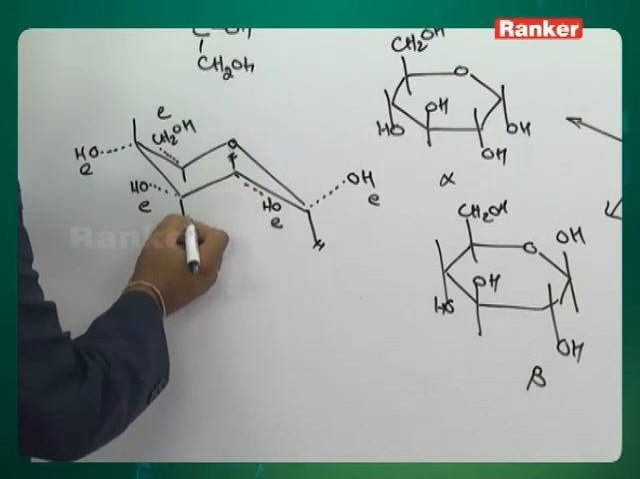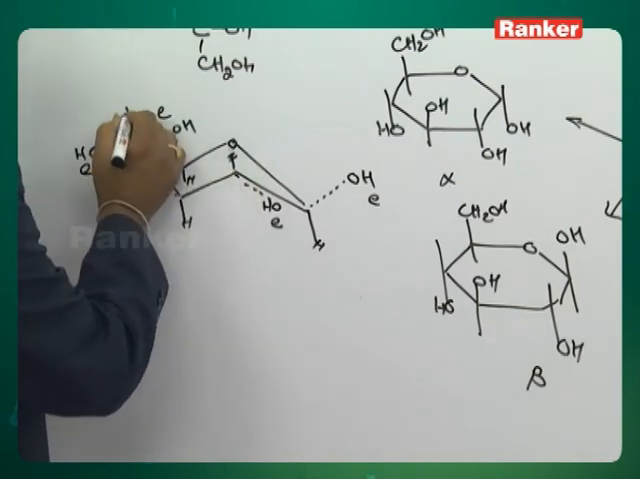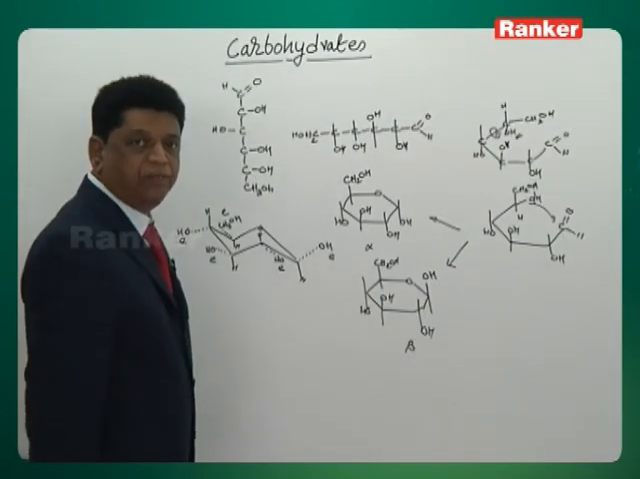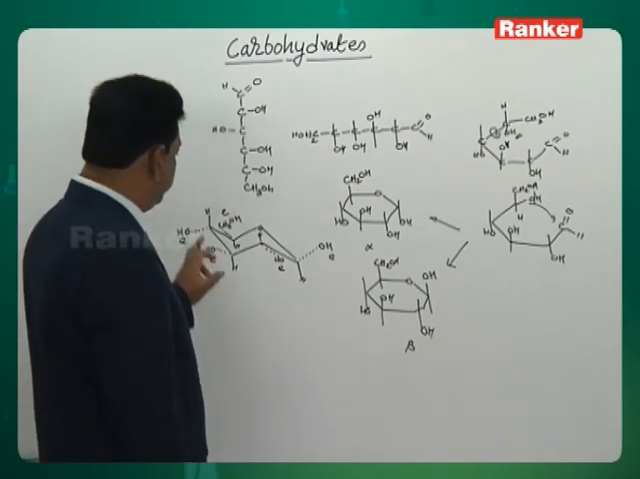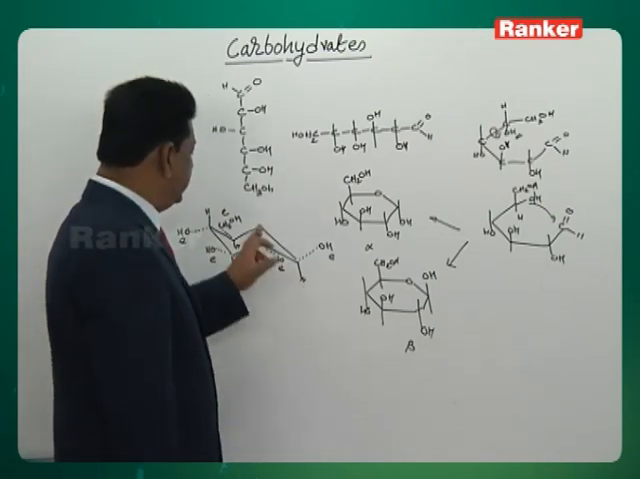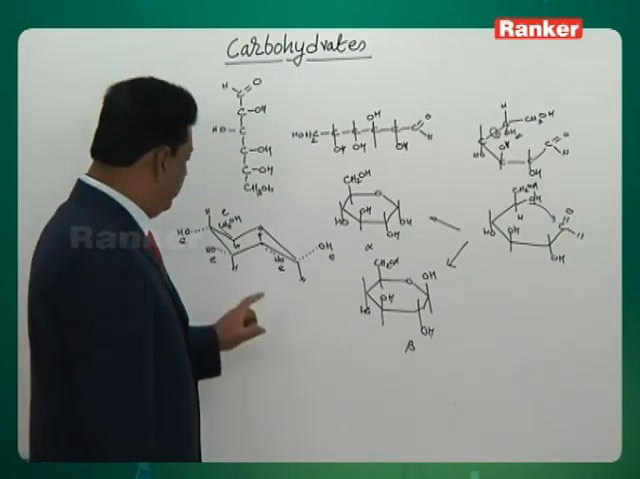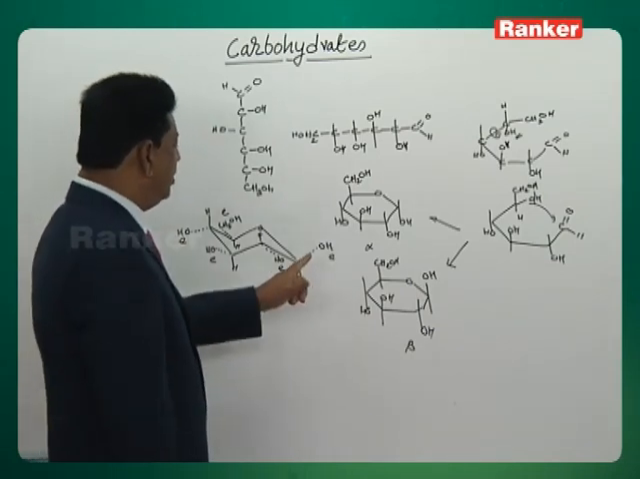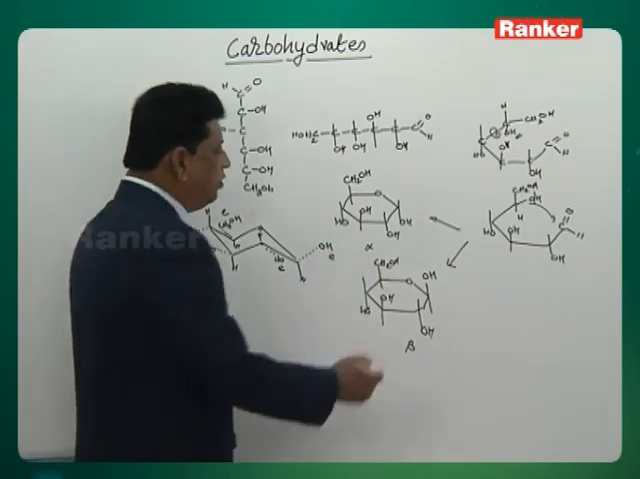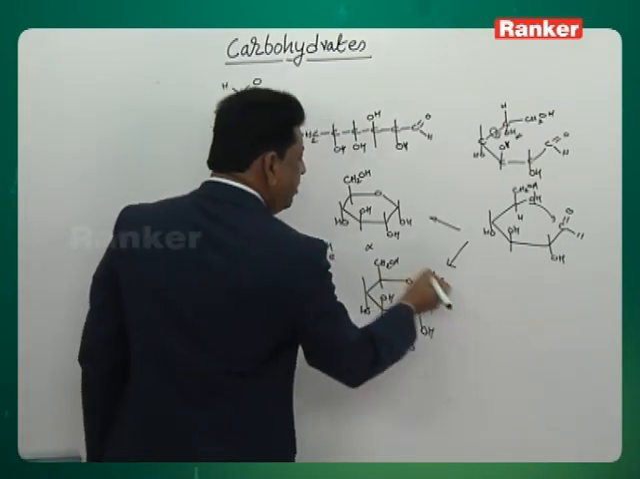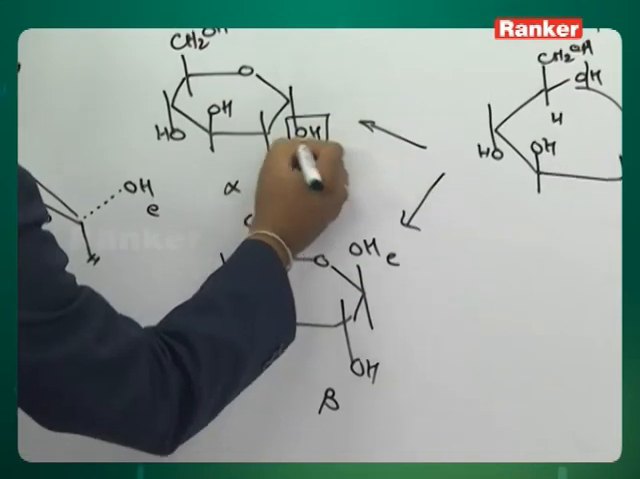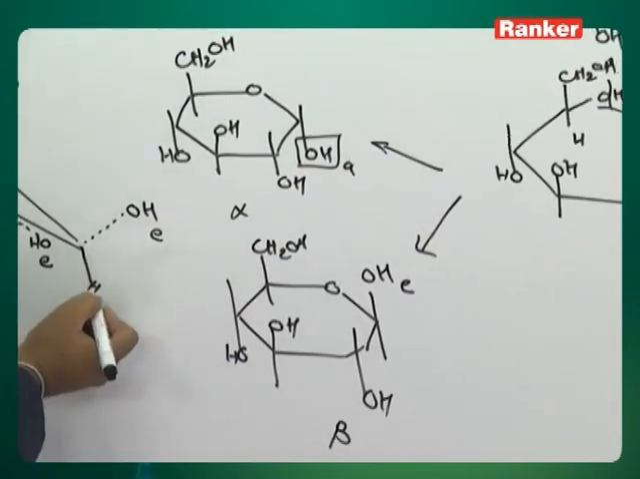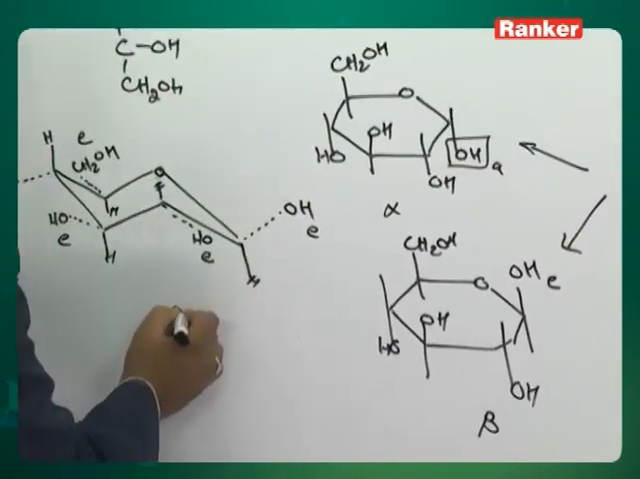the axial positions. We have studied this in the conformational analysis of cyclohexane. The hydrogens which are axial will give more problem to the ring, and the equatorial positions give more stabilization. So, if this OH is equatorial, it is more stable. If this OH is axial, naturally it will be the alpha. So, this is the beta glucose.